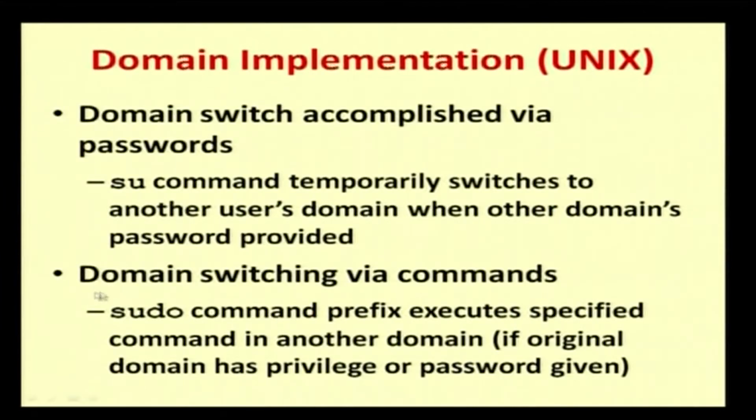Then the other domain implementation is domain switching via commands. Again, in terms of Unix operating system, the sudo command prefix is used to execute a specified command in another domain if the original domain has a privilege or password given. So these are the ways of accessing a domain, and this is how a domain gets implemented. Now let us see the access matrix. What is an access matrix?